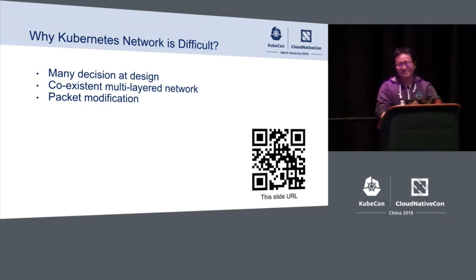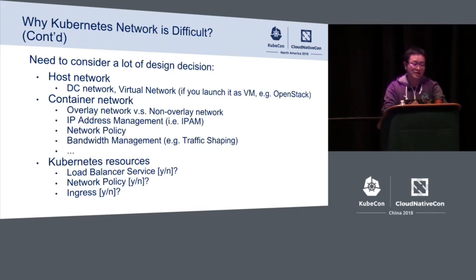So I'm thinking about why Kubernetes network is difficult. There are several reasons, but I'd like to share three items. One is the many decisions at design, the coexisting multi-layered network, and then packet modification. The first thing is, once we are thinking about, hey, let's install Kubernetes in my data center, on my servers, at that time we need to consider a lot of things for design.